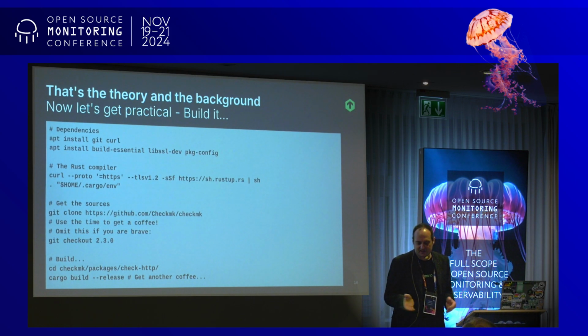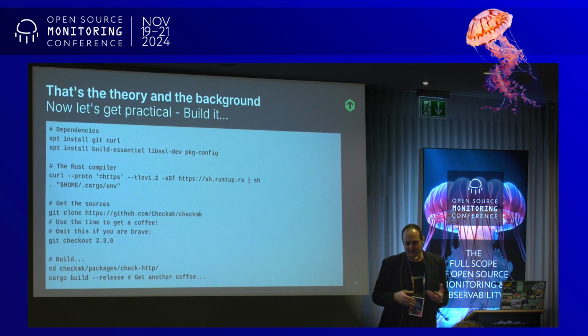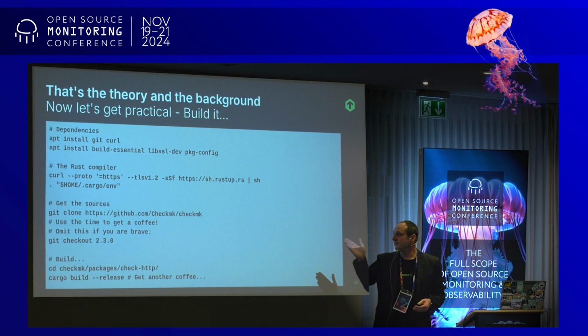Then you clone the Checkmk sources. And you might or might not check out the 2.3 branch. 2.3 is our current stable branch. There's lots of development going on with this check. We are considering the 2.3 features as stable, and they don't get many changes in our development branch. So if you are brave, omit checking out the 2.3 branch and directly go to the build.